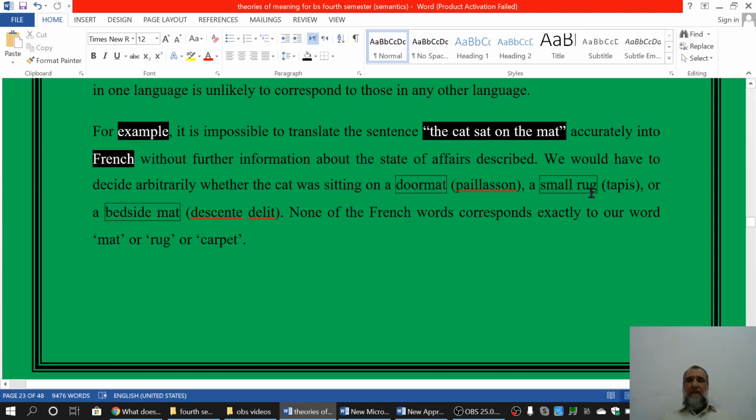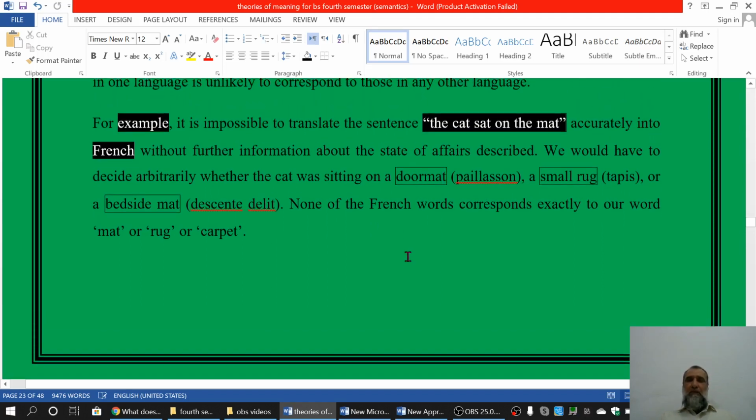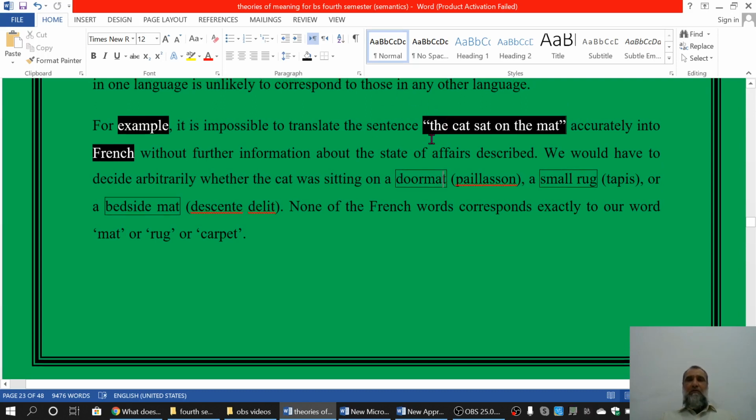There is a small rug, and for that the word tapis is used. There is a mat beside the bed, and this word descente de lit is used. I don't know the French pronunciation. So these are used, and therefore to translate this sentence becomes very difficult, because the semantic field of mat in English is not like the semantic field of mat in French. It is different. So therefore, it is very difficult to find the exact meaning of mat in French.